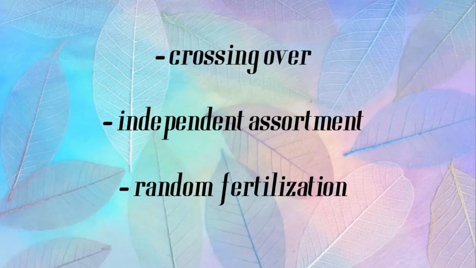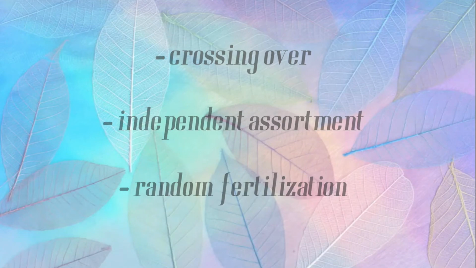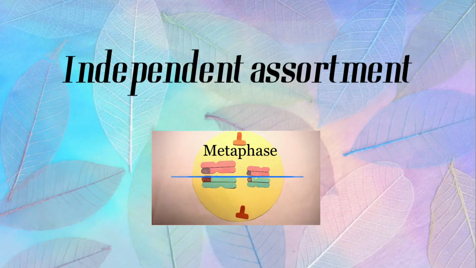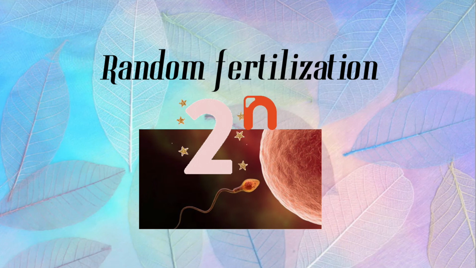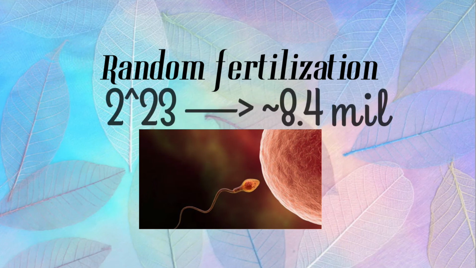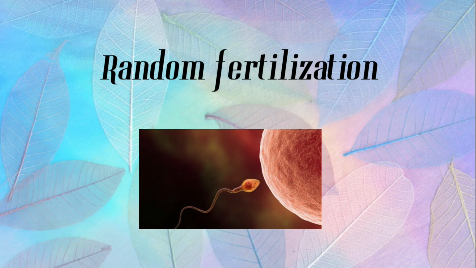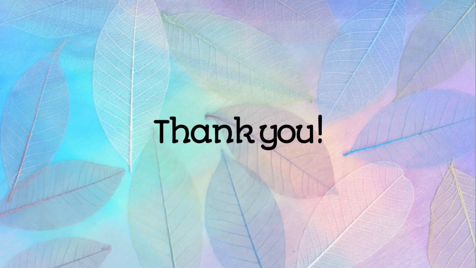Meiosis creates genetically unique offspring because of 3 factors: crossing over, independent assortment, and random fertilization. Independent assortment produces 2 to the power of n possible chromosome combinations, with n being the number of single unique chromosomes, which would be around 8.4 million for humans. This results in around 70 trillion diploid combinations when these gametes fuse. This all accounts for the huge amount of variation in offspring.